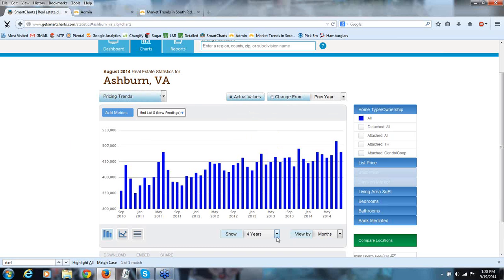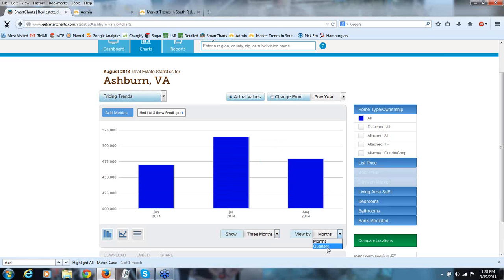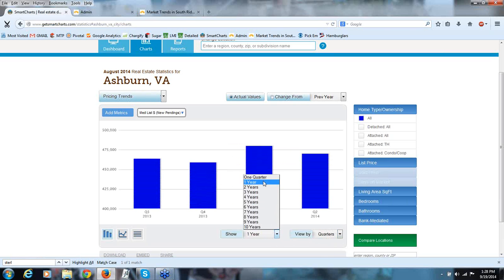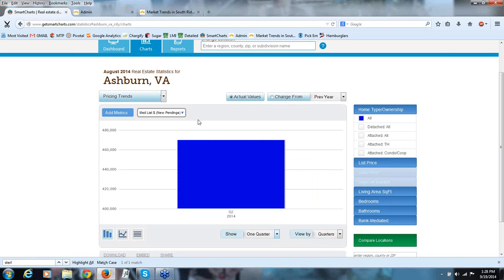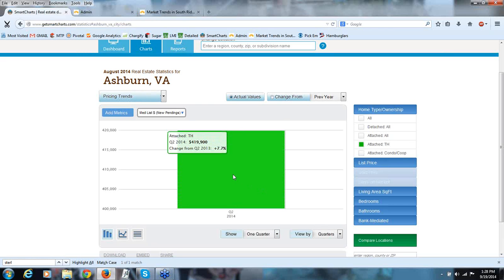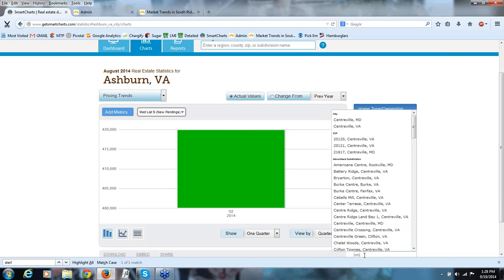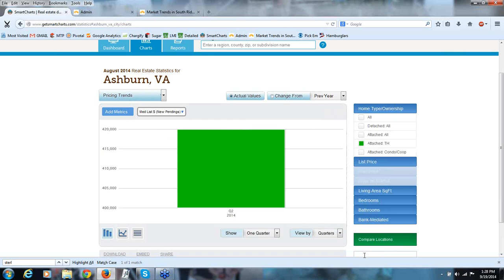What I did was I switched this to look at quarters, just to get a wider sample. So we looked at 1 quarter. The median list price for new pendings for all homes in Ashburn is $470,000. I switched this just to townhouses to see if that got him more in his wheelhouse, but it's still at $420K.